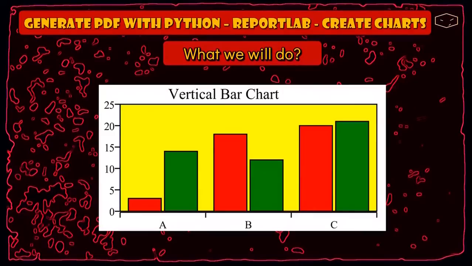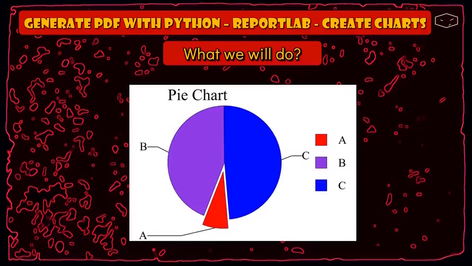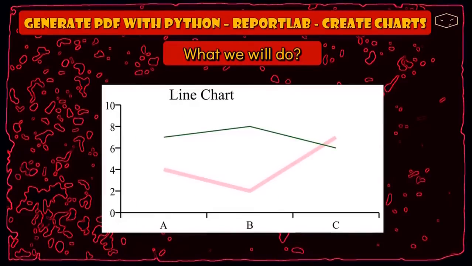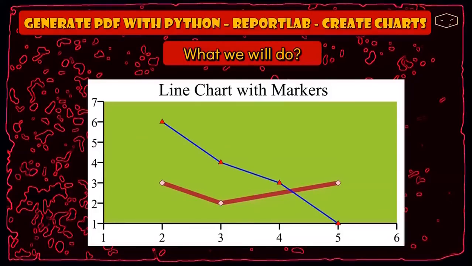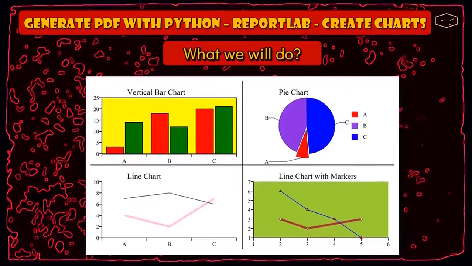What we will do, we will create a vertical bar chart, then a pie chart, a line chart, and the last one will be a line chart with markers, okay? Then we will insert them in a table like this one.